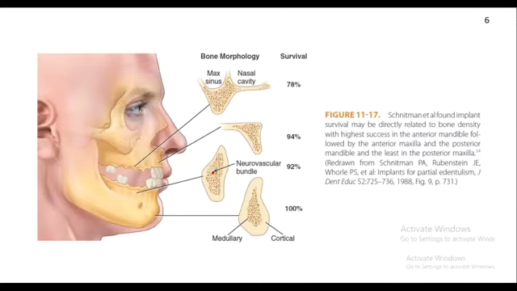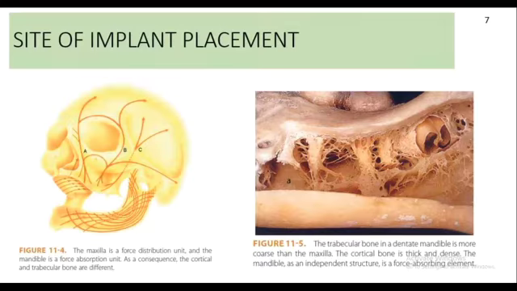Now, a study was done by Schnitman et al., and he found the survival rate which was related to the bone density. He found that the anterior mandible and the posterior mandible had the highest success rate of the implant when compared to that of the posterior maxilla, because of the type of bone which is usually present in that area.